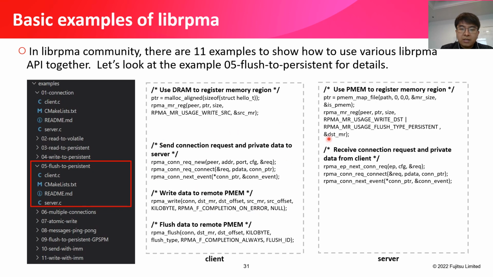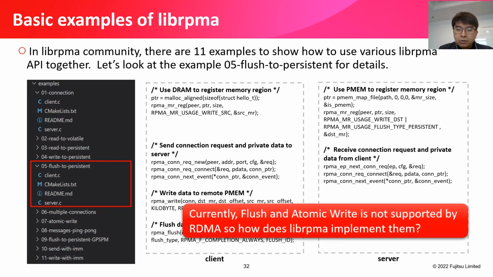Look at the following example. Client uses DRAM to register memory region by RPMA and RDMA. Server uses PMEM to register memory region by RPMA and RDMA. Client and server establish connection and transfer provide data by several RPMA core functions. With the connection, client can transfer data to remote PMEM by RPMA write and RPMA flush.